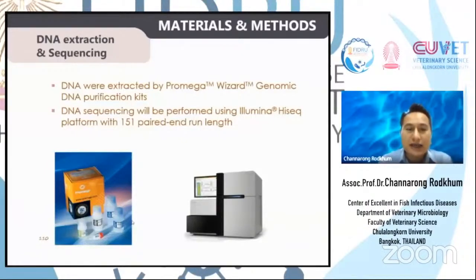After we obtain the data, we compare the whole genome sequences to study the resistome analysis. But before we send for NGS, the DNA was extracted with the Promega Wizard genomic DNA purification kit, and the DNA sequencing will be performed using the Illumina high-throughput sequencing platform.